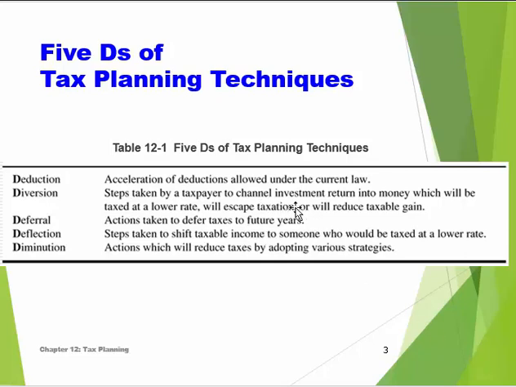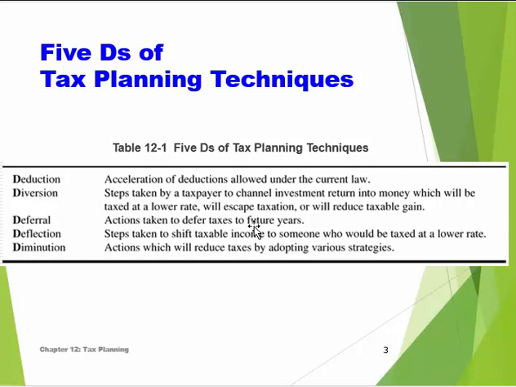Diversion talks about where we move money into investment money into securities or some type of another asset that's going to have a lower tax rate or maybe even escape taxation. Deferral means where we're going to defer taxation into future years. This is essentially what we do with retirement programs. Deflection is when we shift tax to someone that has a lower tax rate.